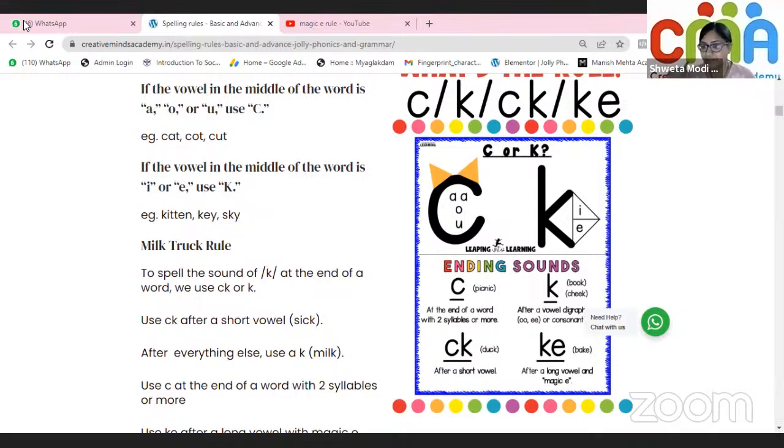Can you write 5 examples where your chin goes down more than 1 time? That is a multi-syllable word having the K sound coming at the end, and so we have to use only C, like in the word picnic.